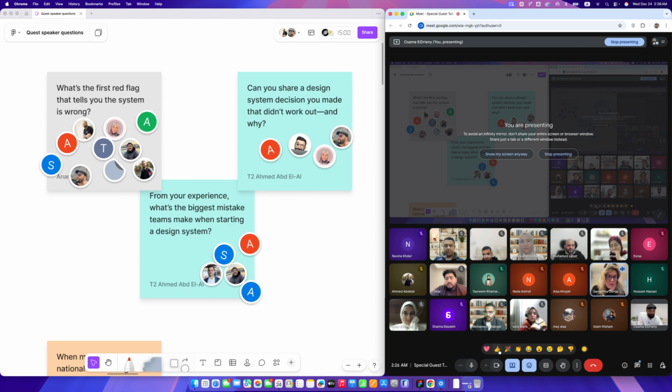Well, the first red flag that tells you the system is wrong, the whole design system is wrong.